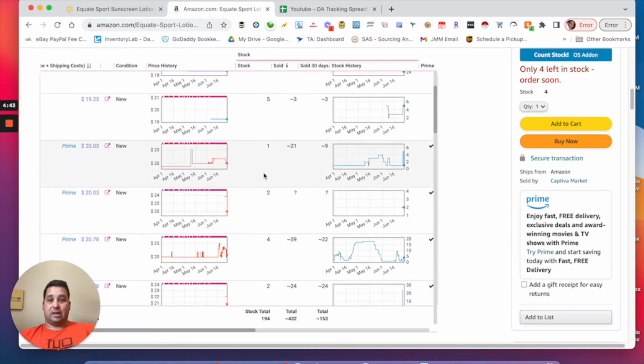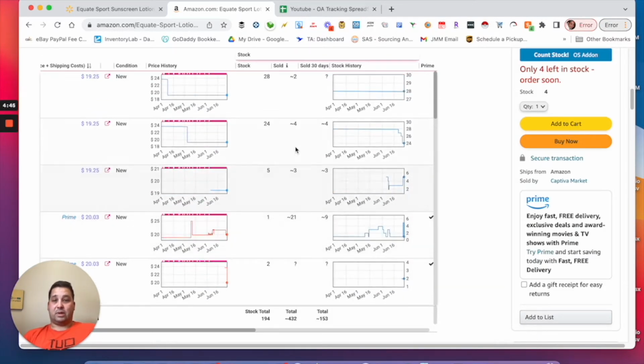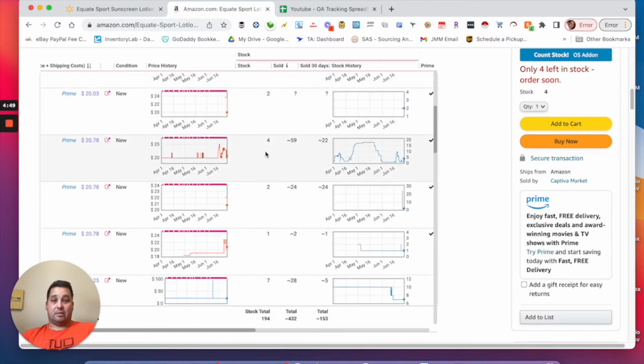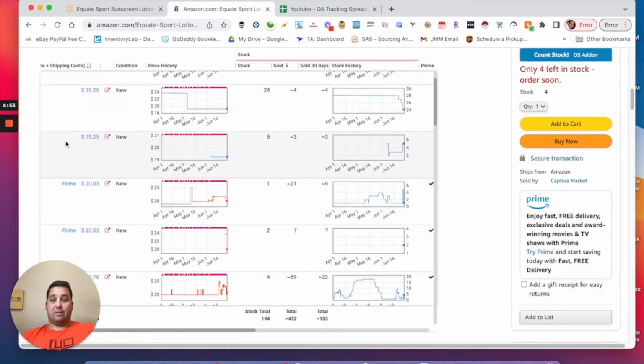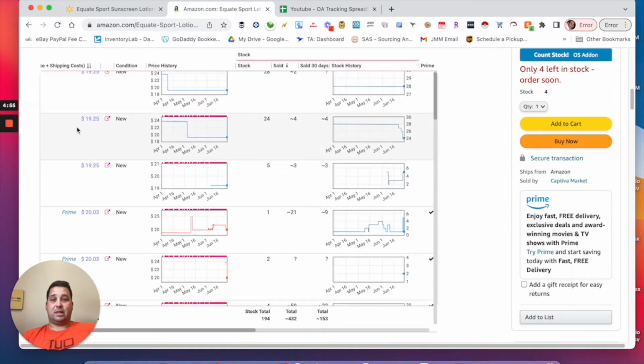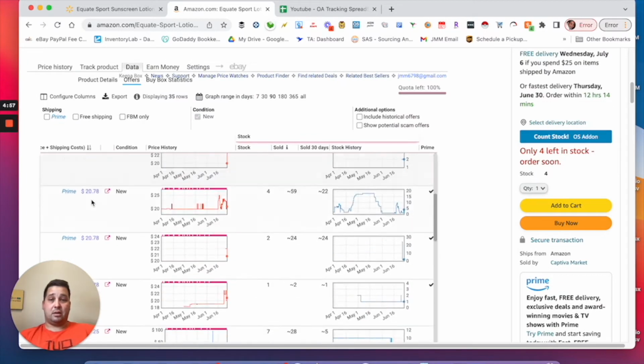So this also tells you what it's actually like selling for. So this person's getting $19.25. This person's getting 24. Here it tells you whether it's prime or not. These people are not prime, so these guys are merchant fulfilling over here. All right.